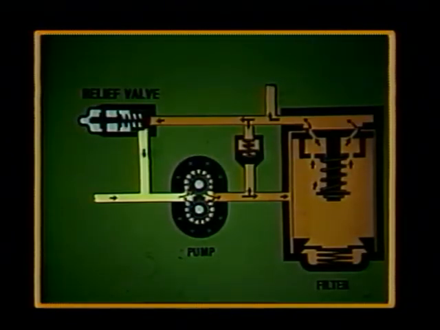Since the output of a constant displacement pump varies with its speed, a relief valve must be used to maintain a constant pressure. This allows enough of the pump's discharge to be directed back into the input to keep the output constant at the desired pressure.